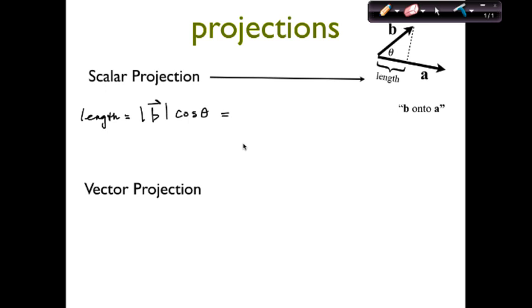So now how can I use the dot product to get magnitude of B cosine theta? How is that different from the dot product? There's no magnitude of A. So how could I write an expression that equals magnitude of B cosine theta? Yeah, it would be the dot product, then divided by magnitude of A.